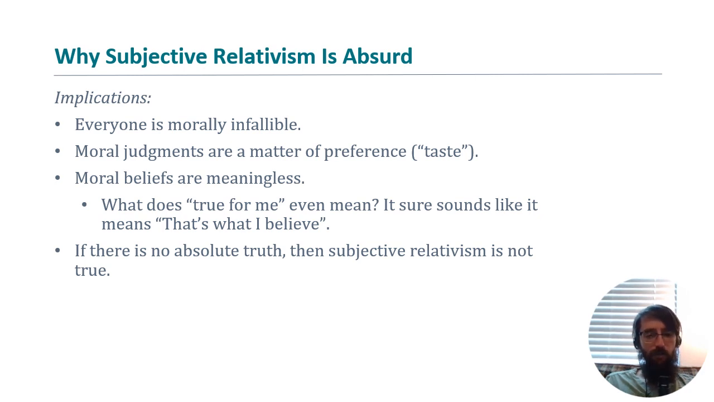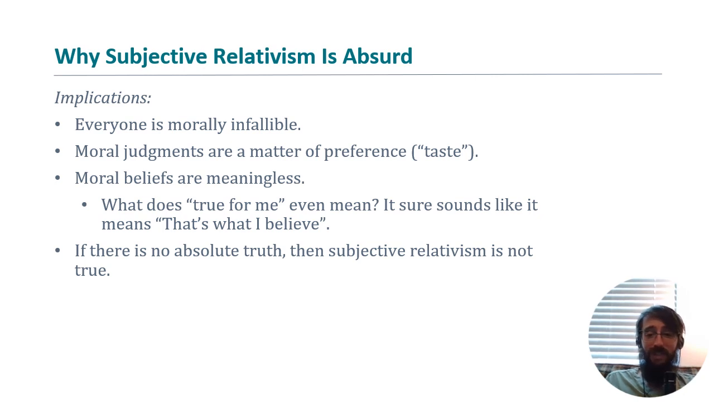All right, final point to make here about subjective relativism. Suppose that there is no absolute truth. Does it even make sense to say that? I don't think so, but let's just suppose that there is no absolute truth. Then what does that mean for subjective relativism? Well, it means that it itself is not true in an absolute sense. At best, it could be relatively true. So maybe subjective relativism could be true for subjective relativists, but it certainly can't be true for everyone.